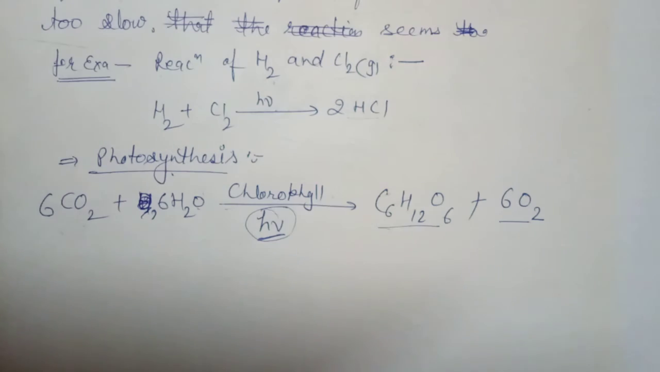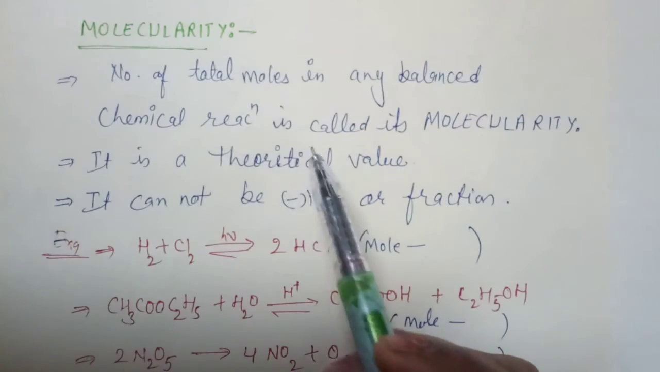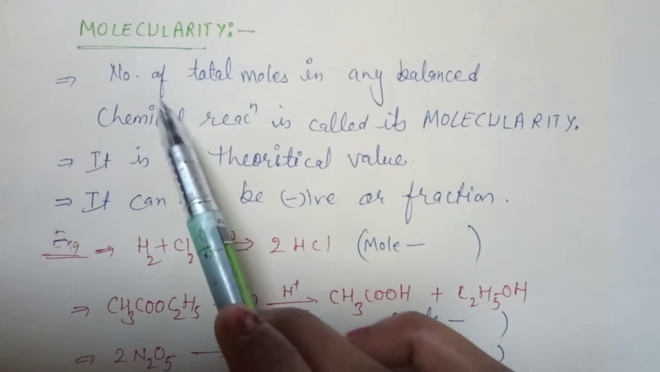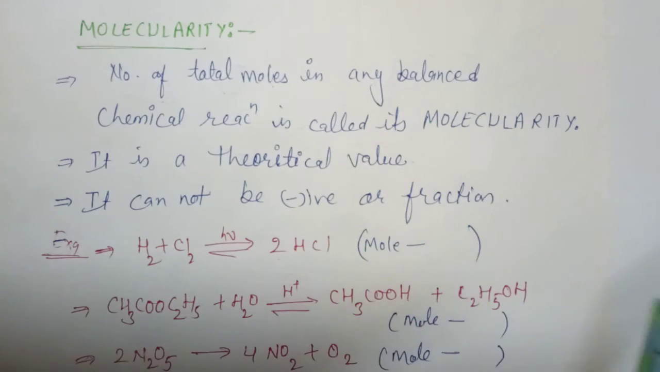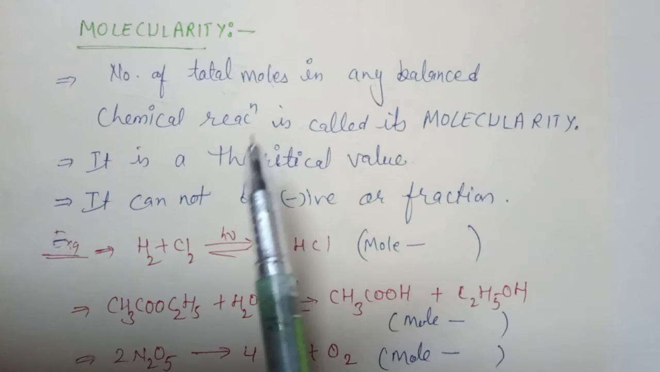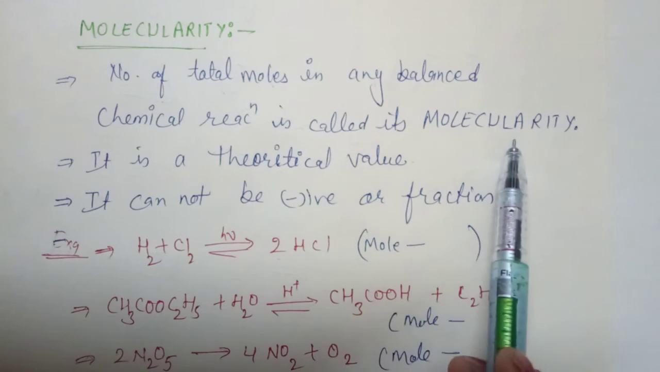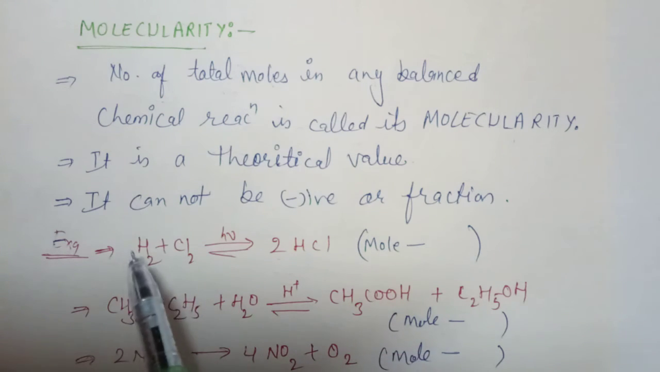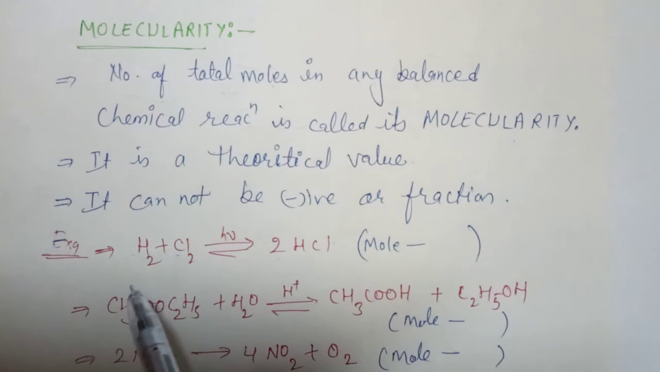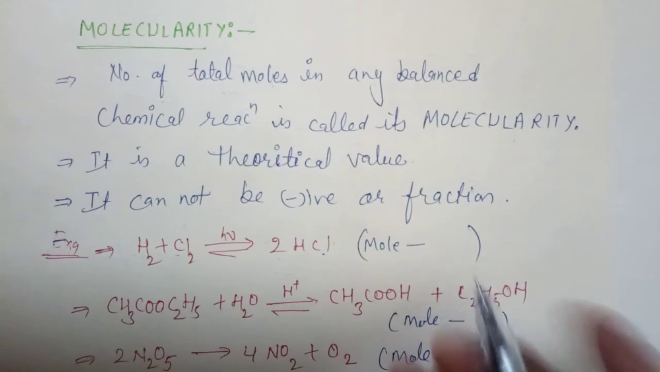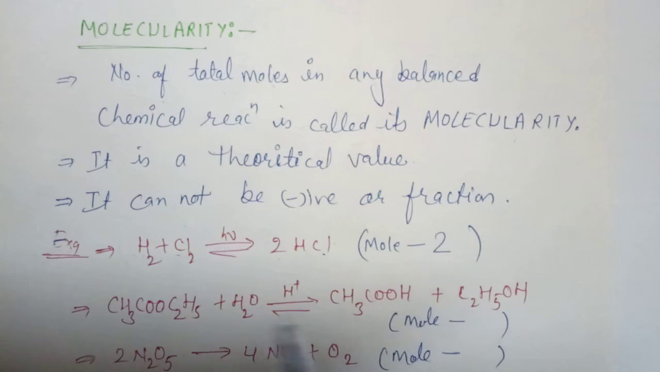The next topic is molecularity. Molecularity means the total number of moles of reactants in any balanced chemical reaction. For example, H2 plus Cl2 is equal to 2HCl. It is a balanced chemical reaction. Here the total number of reactant molecules is 1 and 1, which means 2. So its molecularity is 2.